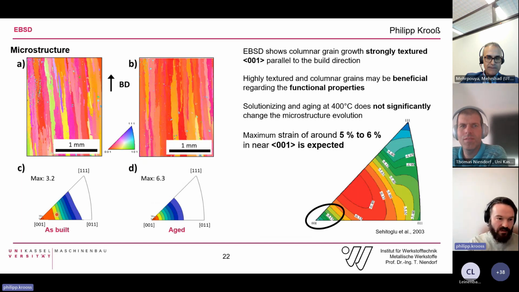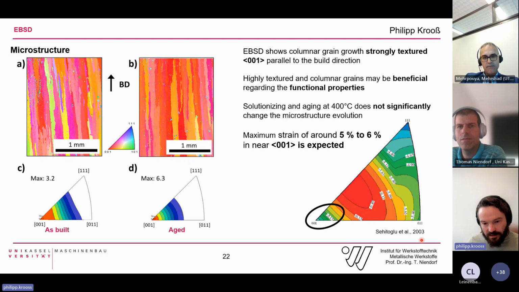Just a quick look before I do this at the microstructure. As expected, due to the electron beam melting process, we got a strongly columnar grain microstructure. In the as-built status, we have a pretty high texture index as well. After aging and solutionizing, this increased a bit, but this could also be just sample-to-sample variation. Anyhow, we have a really high 001 texture in these samples, a very long columnar grained microstructure.